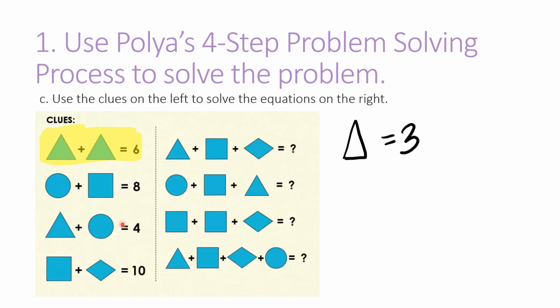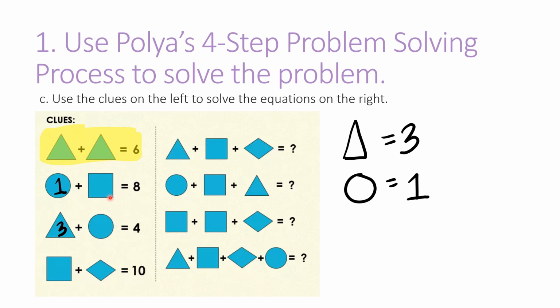All right, and then now that we know that the triangle is 3, let's go down to clue 3 here, and let's say, okay, well, triangle is 3. So 3 plus circle equals 4. So what is circle equal to? Right, circle is 1. Okay, so let's fill that in on clue 2. So circle is 1. 1 plus square equals 8.